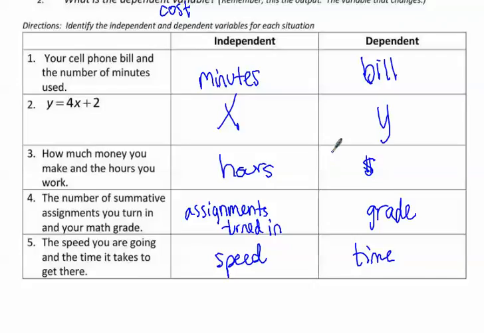On number 4, the number of summative assignments you turned in and your math grade. So your grade is dependent on the assignments that you turn in. And for the speed you are going and the time it takes you to get there, the time is dependent on how fast you go, so your speed.